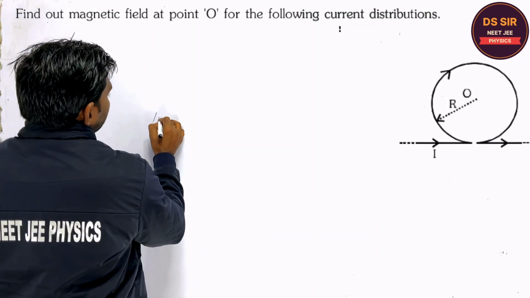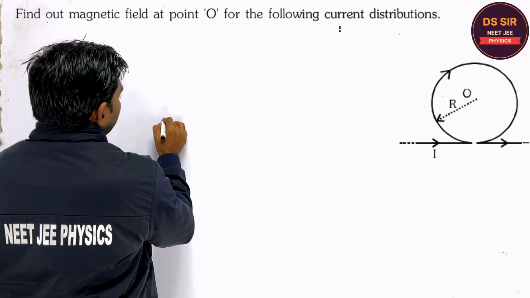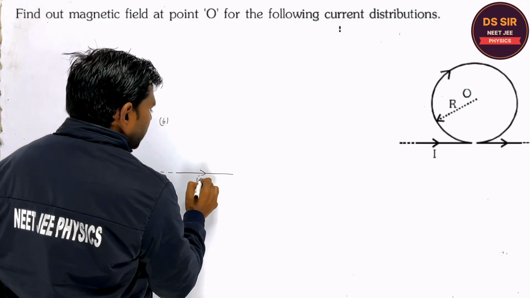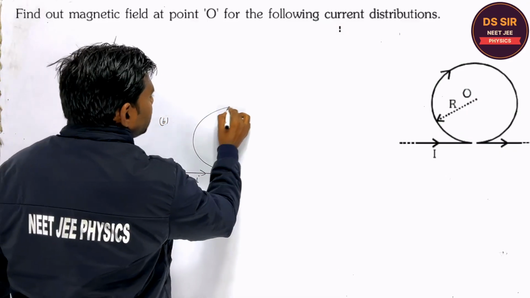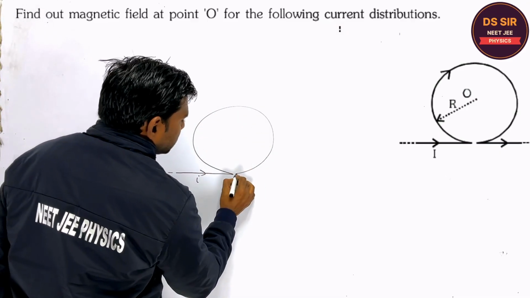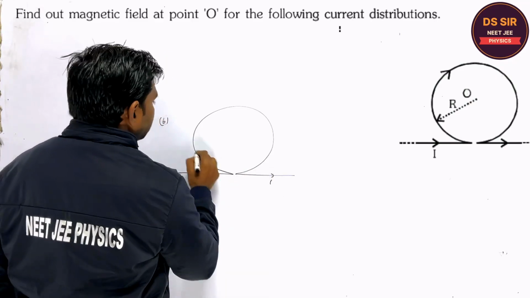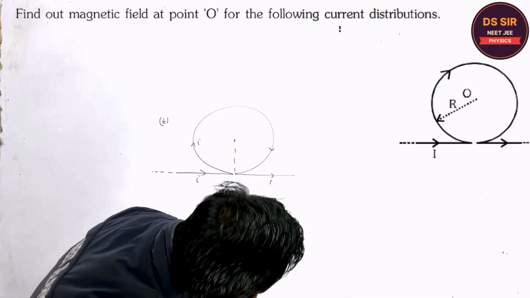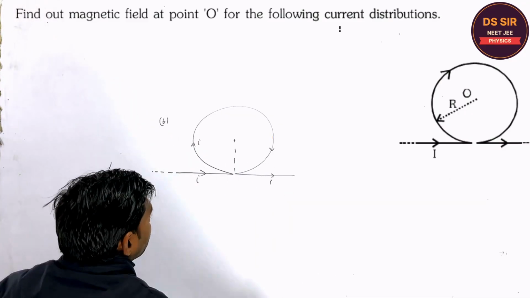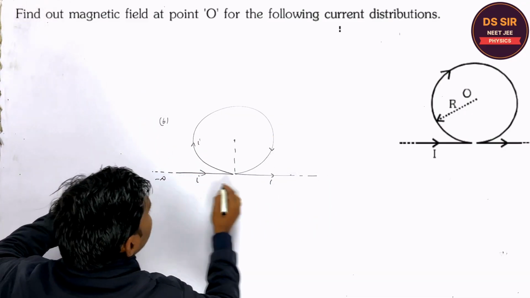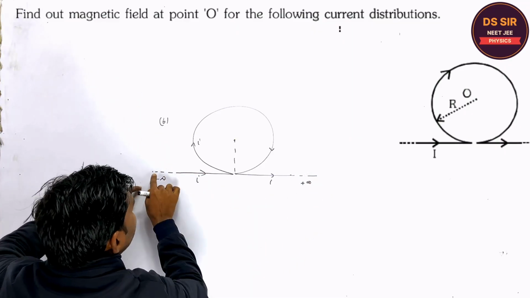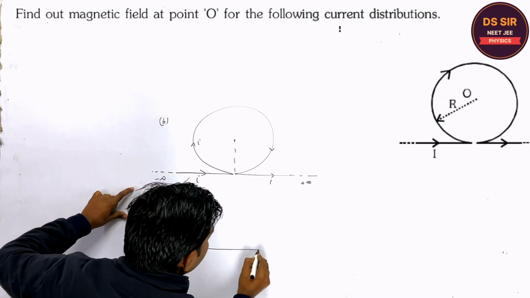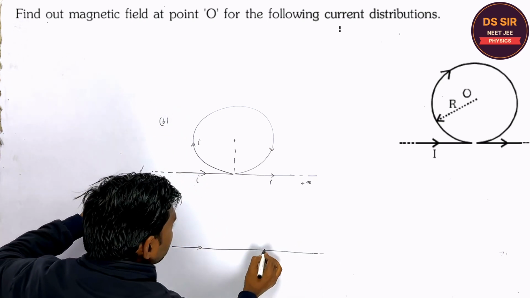In the next part, this is the semi-infinite wire. The current is I. Then it is a circular loop like this, and this is the current I over here, and this is the center. Are you getting? So now consider from minus infinity to infinity, this is the one wire. Are you getting or not?